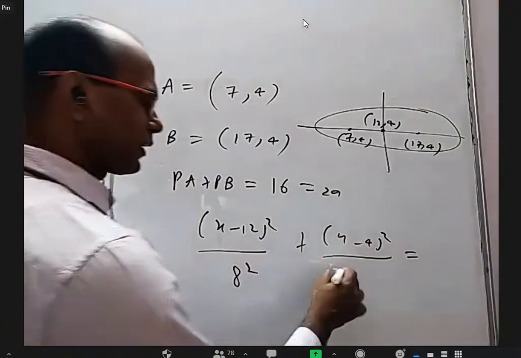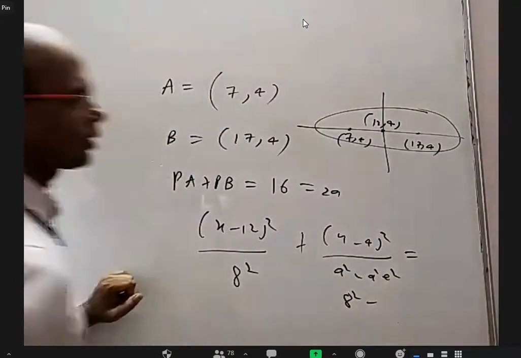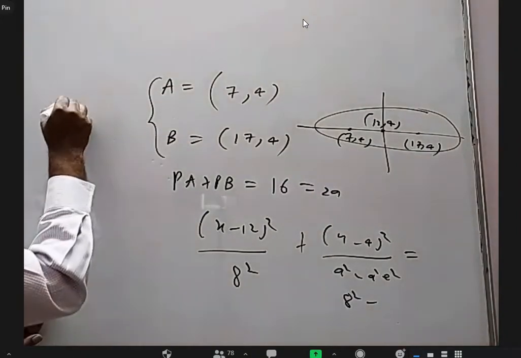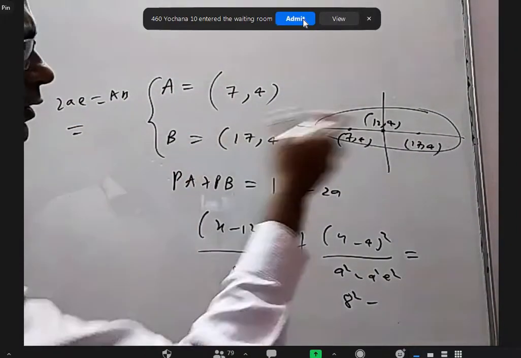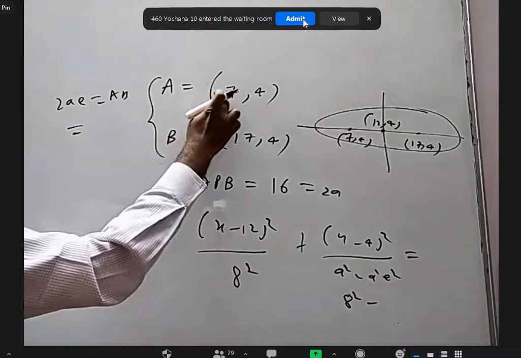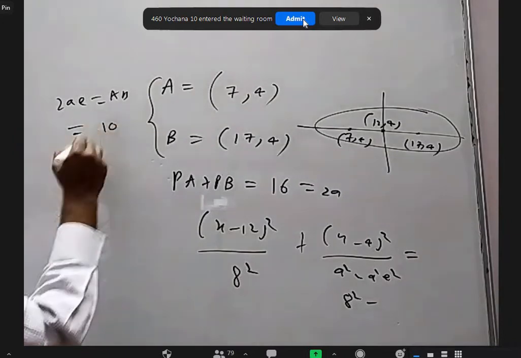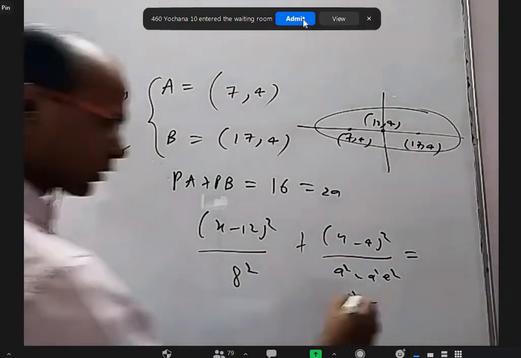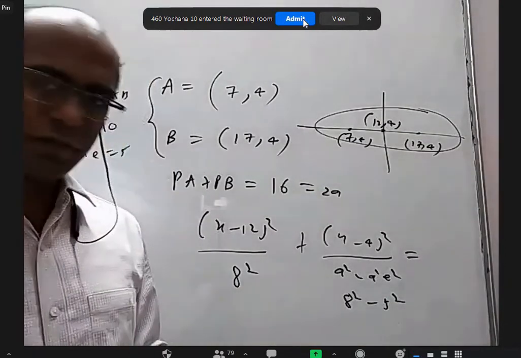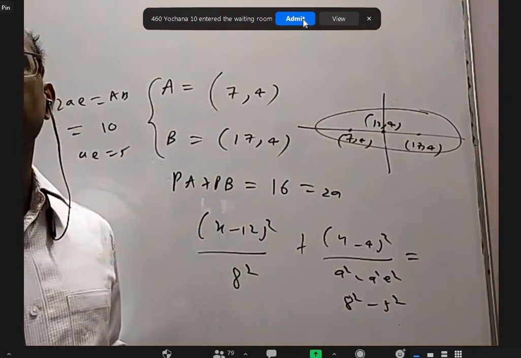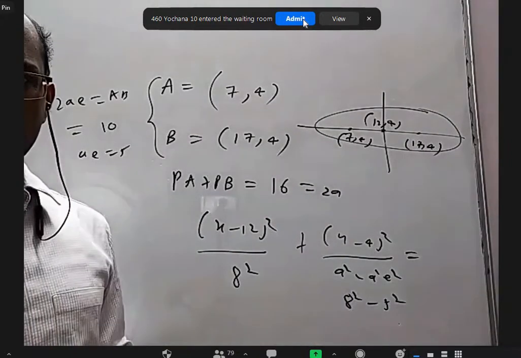Here I have to write a square minus a square e square. A square is 8 square. What about AE? Find the distance between these two. 2AE is the distance between the foci. Even if it is translated, the distance doesn't change. It's not that this is AE, this is minus AE. That is earlier. Now the distance is 10. So AE is equal to 5. So I'd write 8 square minus 5 square. So what is 64 minus 25? 39. Okay.